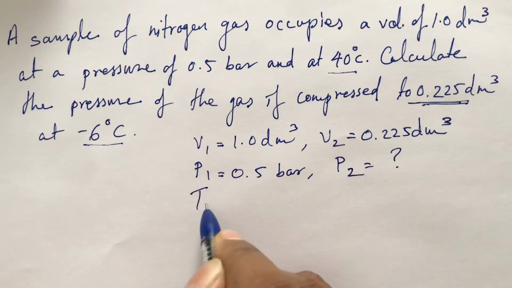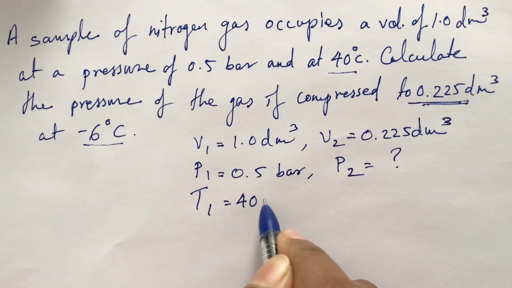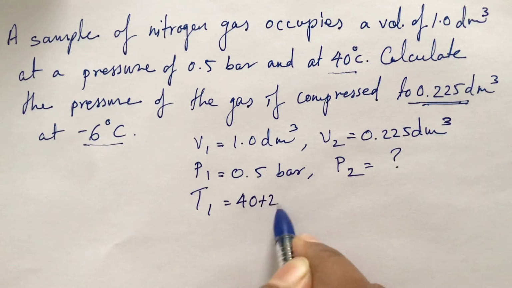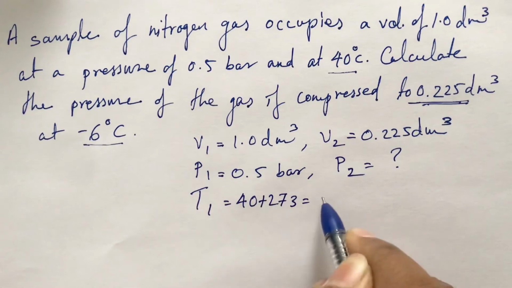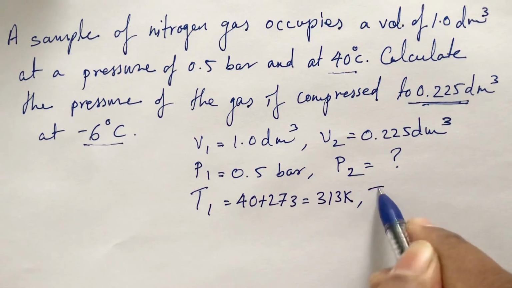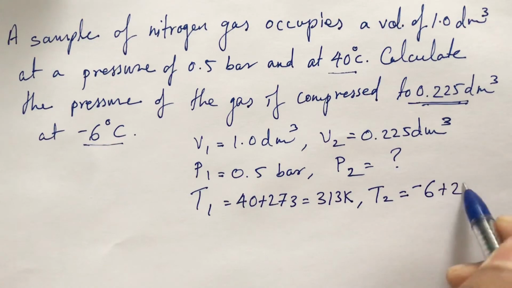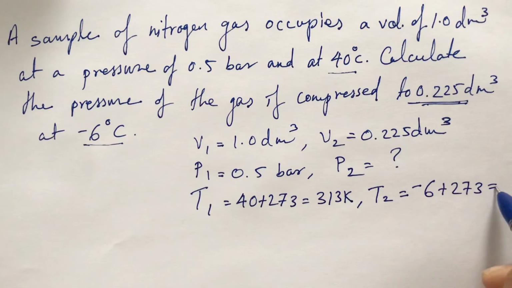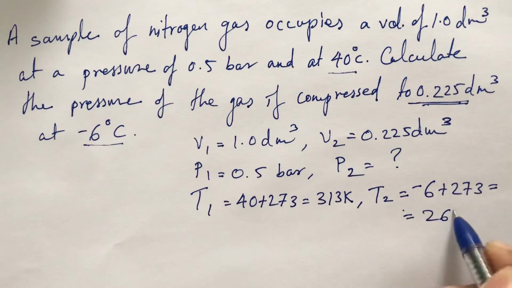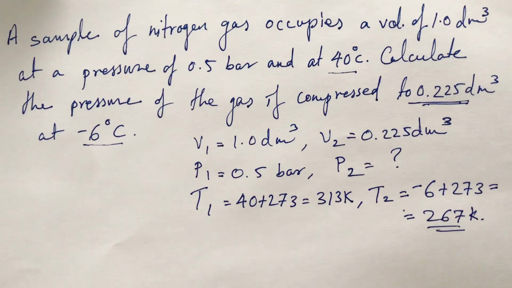T1 and T2 are there. T1 is 40 degrees Celsius. When you convert into Kelvin, 40 plus 273, we get 313 Kelvin. And T2 is minus 6 degrees, minus 6 plus 273, we get 267 Kelvin. Correct? So these are the given data.